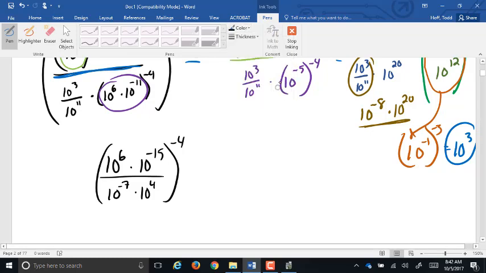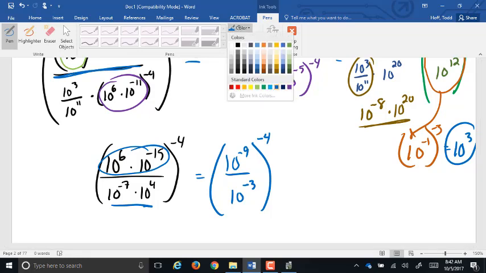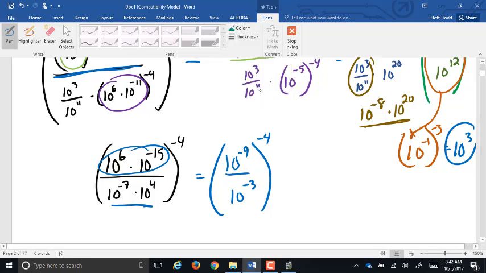So doing something like that, you do the top first. What's 10 to the 6th times 10 to the negative 15th? Negative 9. 6 plus negative 15, negative 9. You had the right idea. I knew what you were thinking. So then down here, 10 to the negative 7th times 10 to the 4th. 10 to the negative 3rd, right? Negative 7 plus 4. When we're multiplying with like bases, we add the powers.